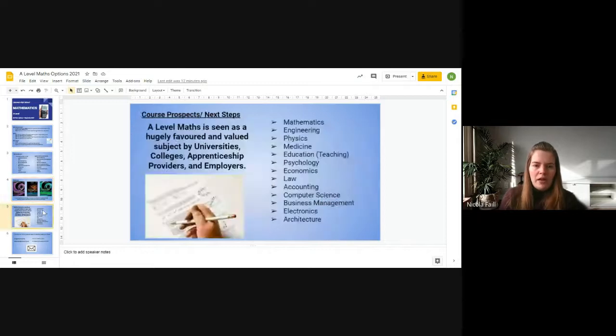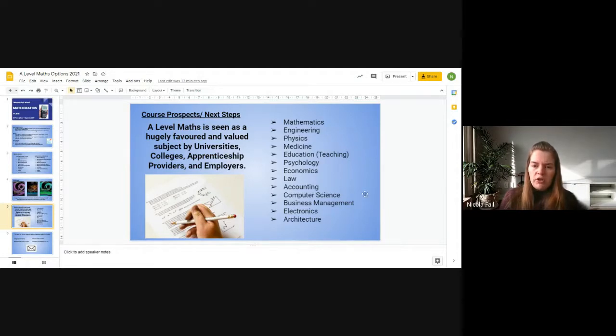Now, in terms of next steps with the course, prospects, where the course may come in handy for you in future plans. A-level maths is seen as a hugely favoured and valued subject by universities, colleges, apprenticeship providers and employers. Basically, wherever you plan for your next steps to take you, A-level maths is seen as really positive, and a really, really strong A-level to have. I've listed here some possible routes where A-level maths can take you.